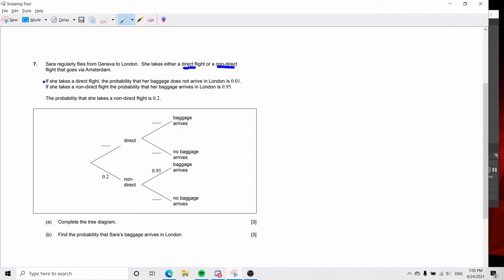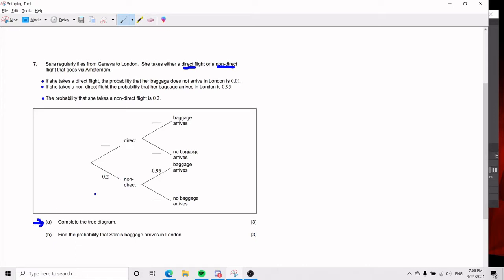For example, if she takes a direct flight, the probability that her baggage does not arrive in London is 0.01. If she takes a non-direct flight, the probability that her baggage arrives in London is 0.95, which is here, and the probability that she takes a non-direct flight is 0.2, right? And so for part A, we need to complete the tree diagram.